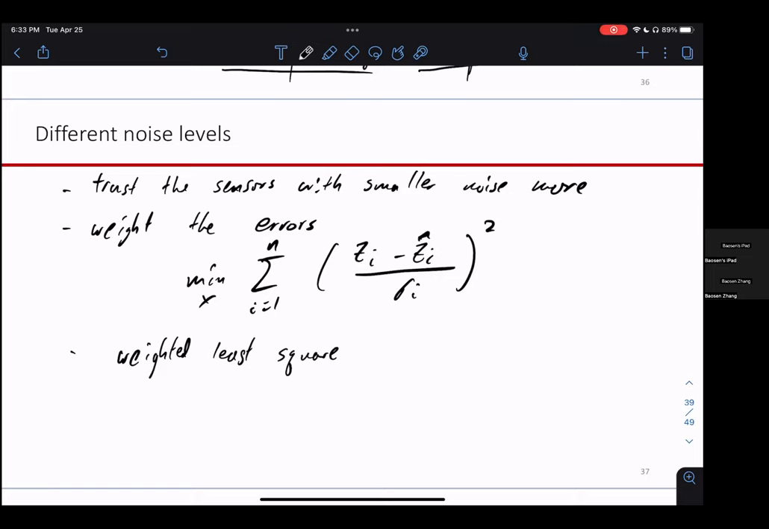If this is zero, then this something on top has to be zero. Right, so it won't be zero. So if this is zero, it means your measurement is exactly zero. The measurement is exact. That's the other extreme. If this is zero, then you really believe this measurement is exact.